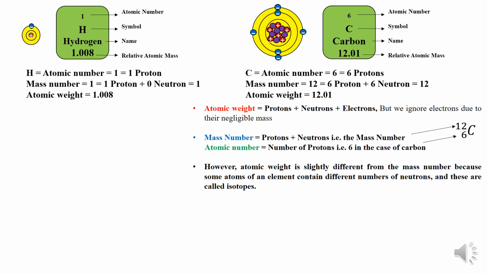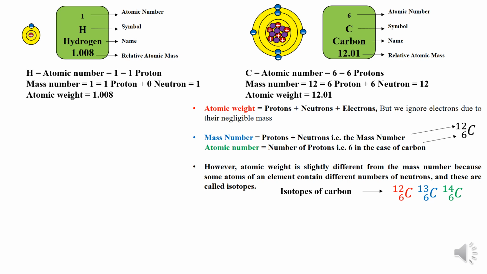However, atomic weight is slightly different from the mass number because some atoms of the carbon element contain a different or varying number of neutrons, and these are called isotopes. Now the common isotopes of carbon are C12, C13 and C14.